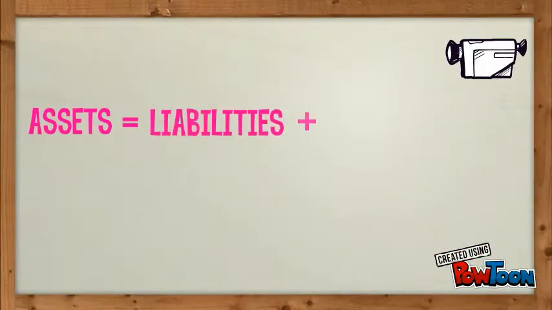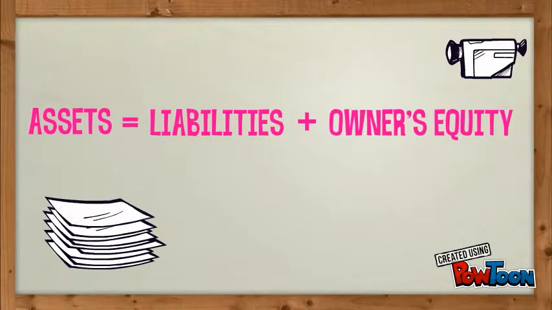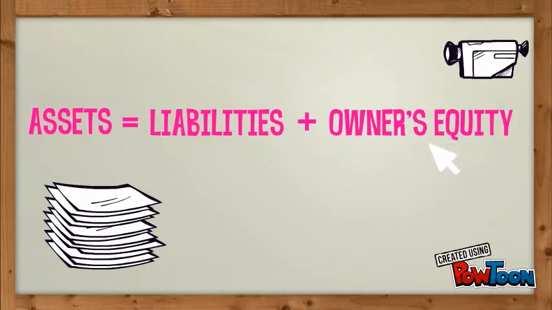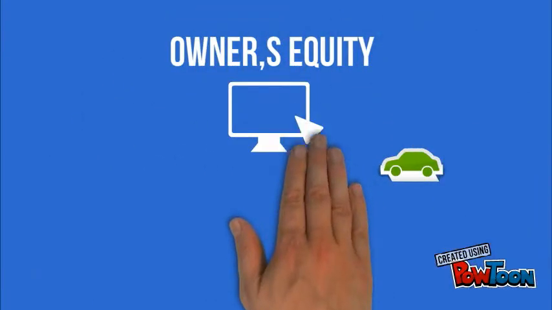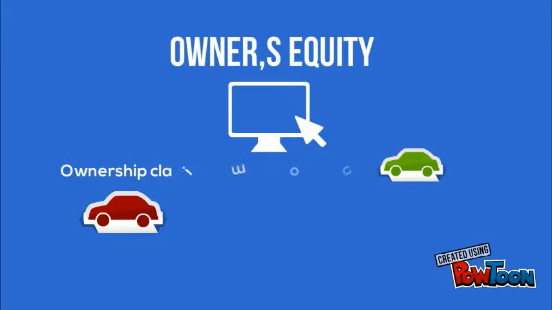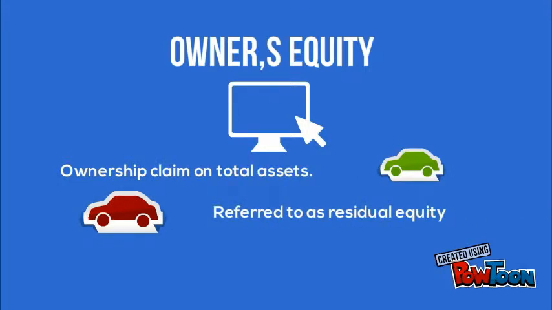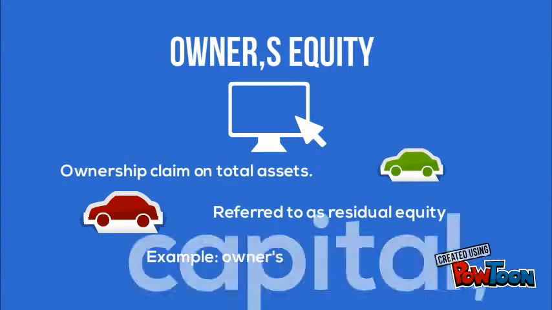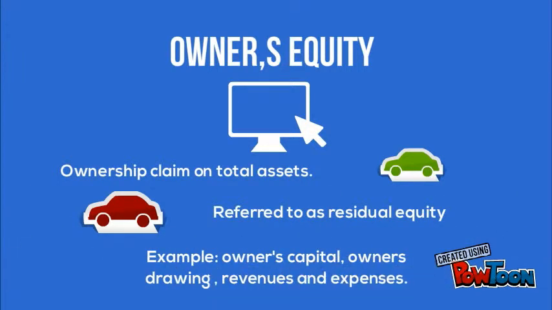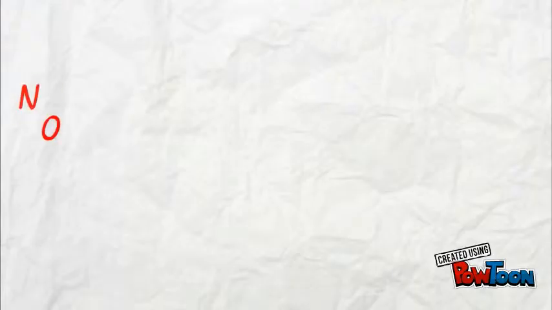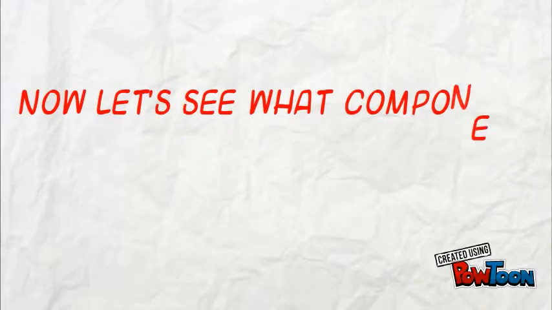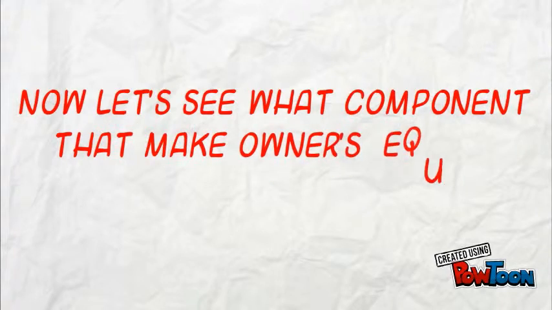Lastly, about owner's equity. Owner's equity means ownership claim to total assets. And owner's equity is also referred to as residual equity. For example, owner's capital, owner's drawings, revenues and expenses. Now let's see what components make owner's equity increase and decrease.